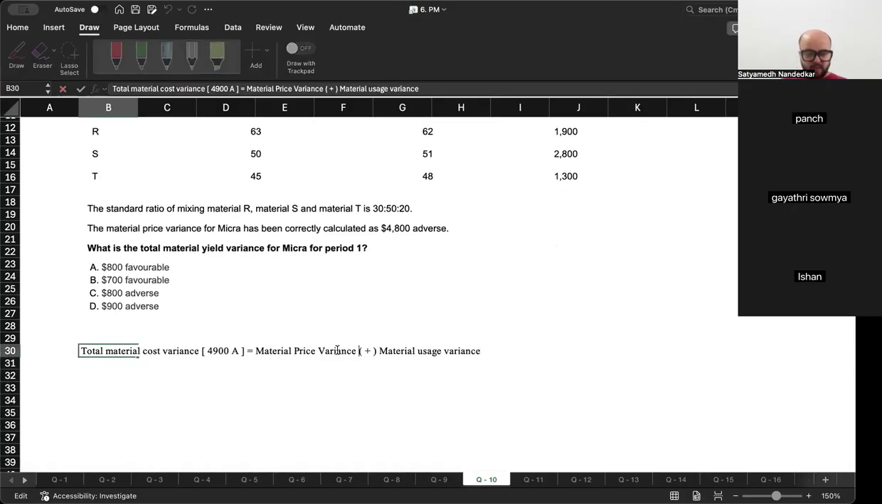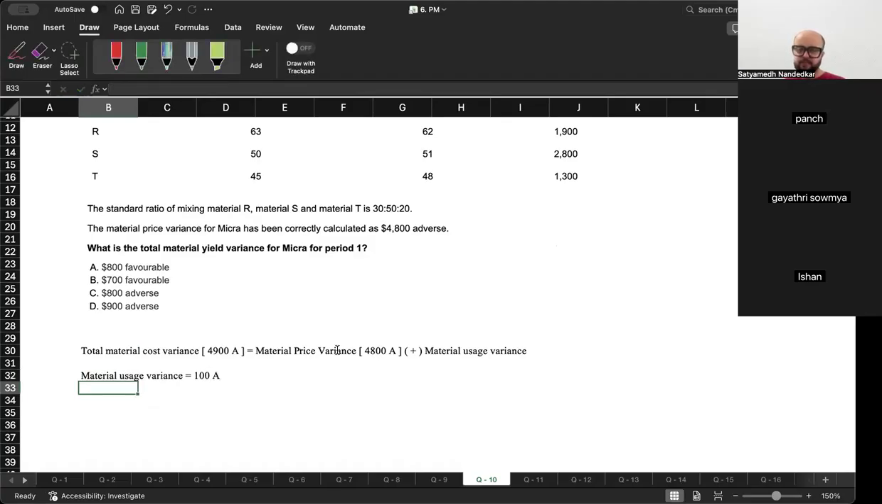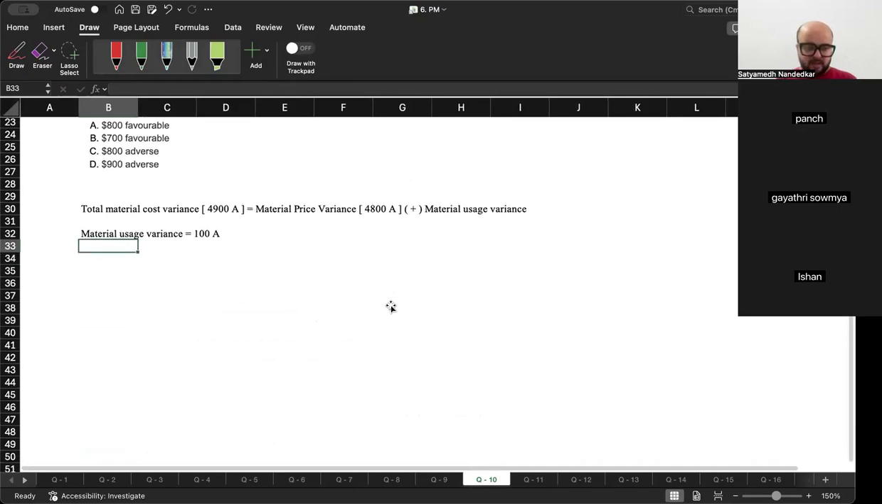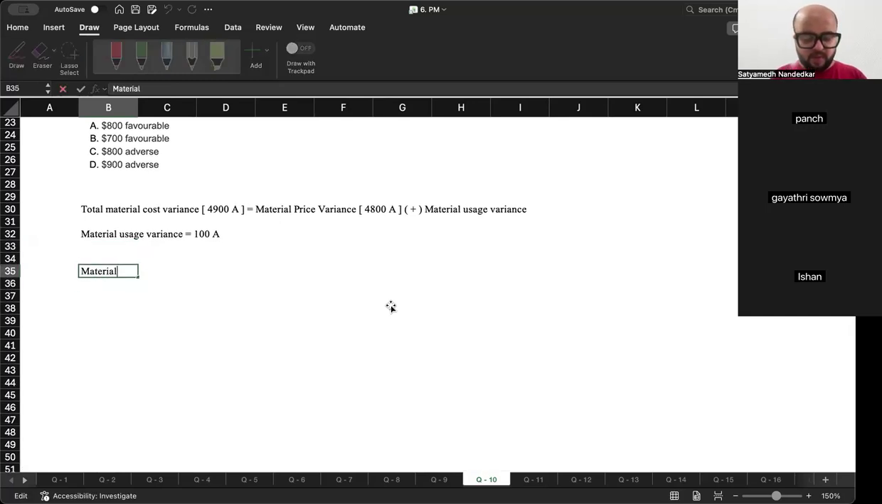Okay, material price variance is how much? 4800 adverse. Can we say that material usage variance is how much? 100 adverse. Can we say that? Right? Now here you have actual usage in liters, actual quantity, actual mix, and you have the standard mix given to you. We can calculate the actual quantity in standard mix. Okay, now see how will we use this information?